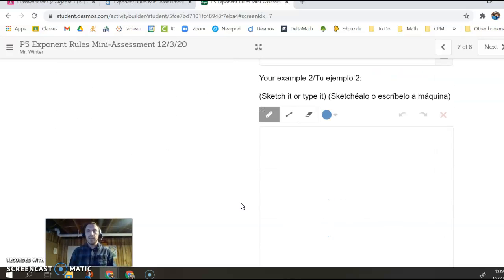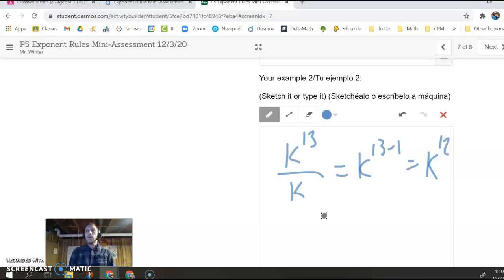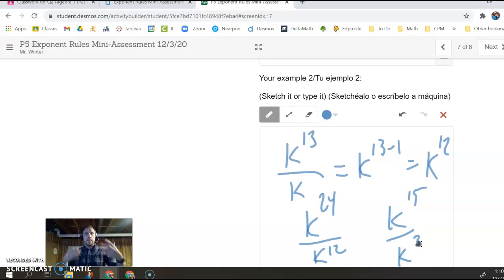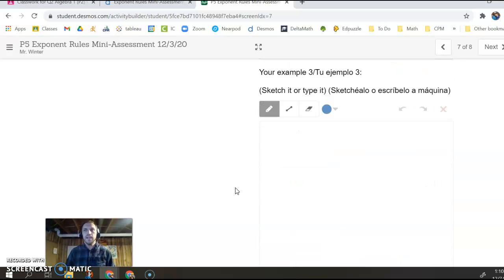All right, another example would be using the quotient rule. If we need to get to 12, what if I did k to the 13th over k to the first? 13 minus 1 is 12. But we could have any combination that gets us to 12. 24 over 12. We could have k to the 15th over k to the third. Again, if it's a quotient, they subtract to 12. That will give you the correct answer.